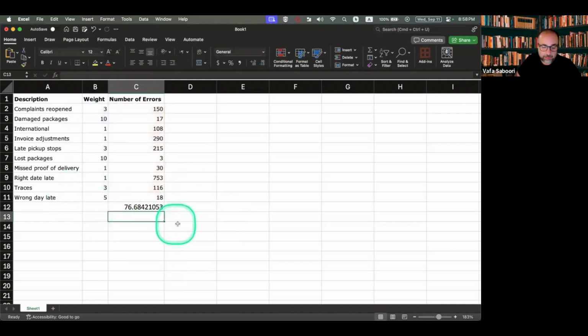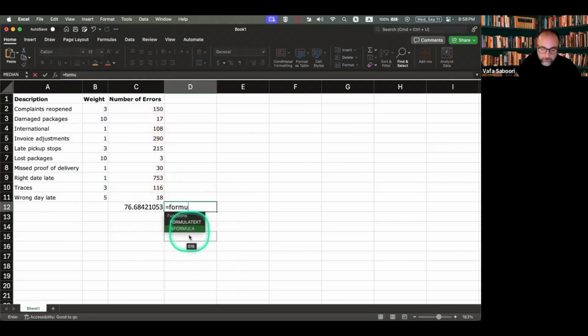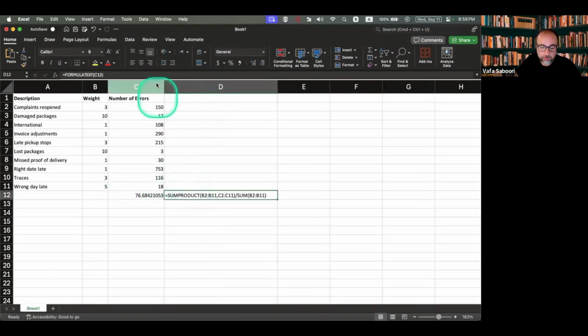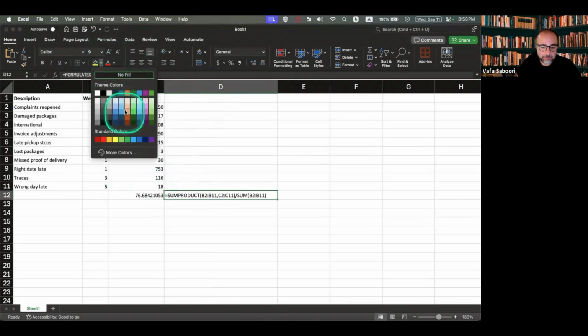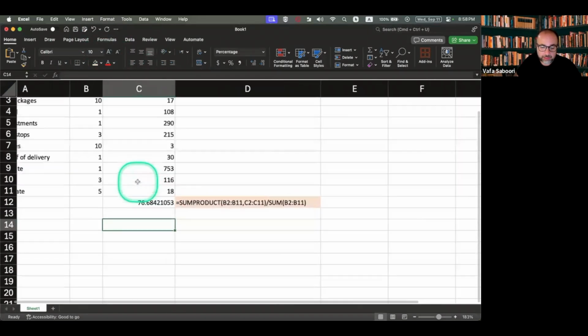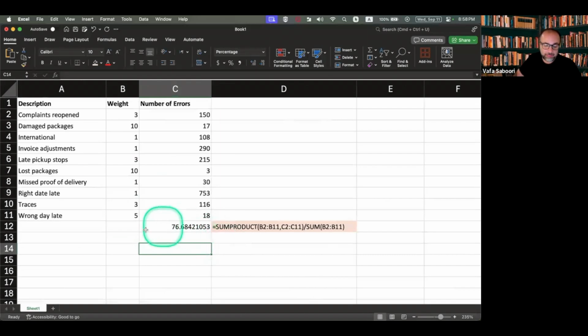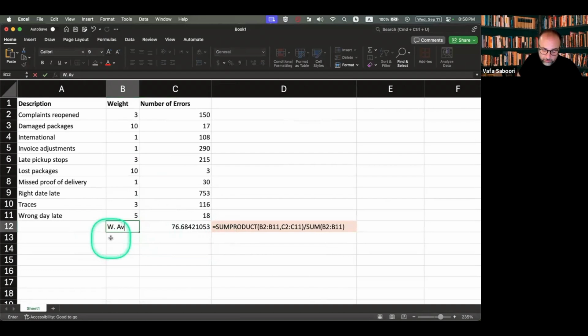And let me put the formula here so you know which formula we used. So this is the formula that we used here, the sum product, and this gives us the weighted average. So let's take a note of that. This is the weighted average. And now that we have calculated the weighted average of errors, we need to divide that by the total number of shipments that have been processed.